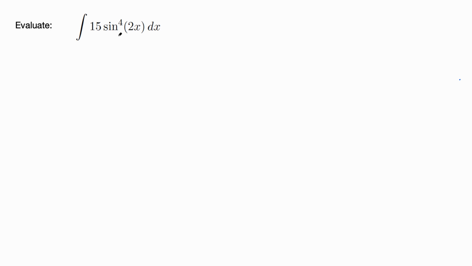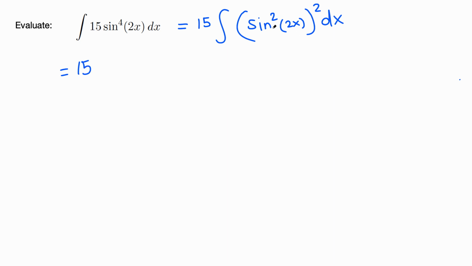So let's break this into squares first. This 15 can be pulled outside, by the way. Sine to the fourth means sine squared, squared. Now this 15 is outside. Now sine is squared. We need to work on this to get rid of this square.